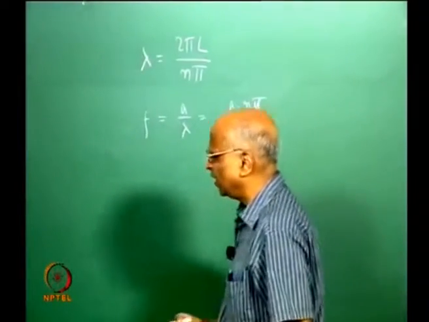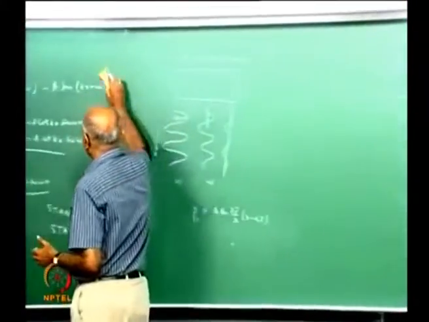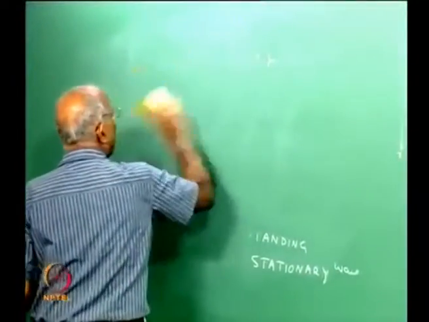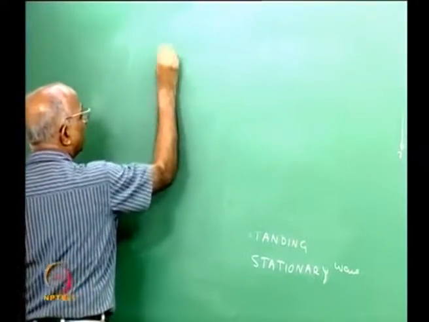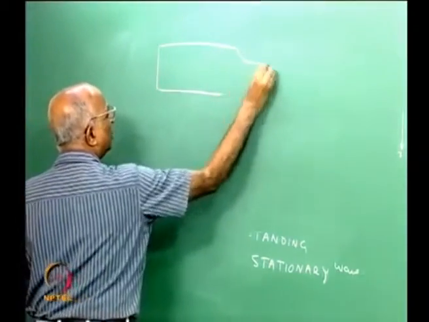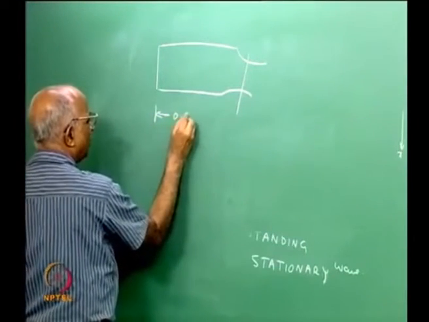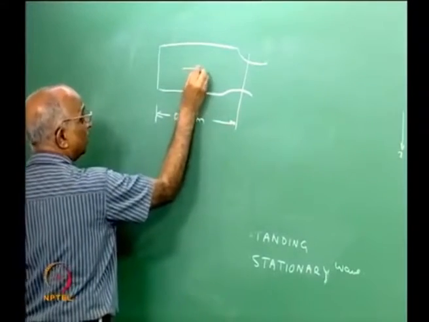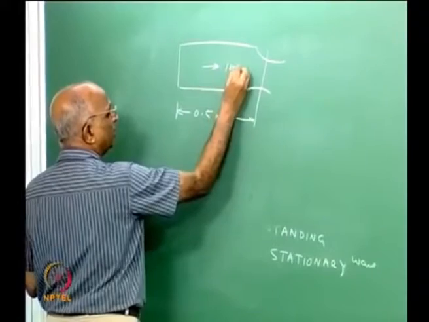Let's internalize this a little bit by working an example. Supposing I have a chamber of length, let us say half a meter, and half a meter looks to me to be reasonable, that is the length of the chamber is 0.5 meters, and the velocity of sound in the chamber is, let us say, 1000 meters per second.